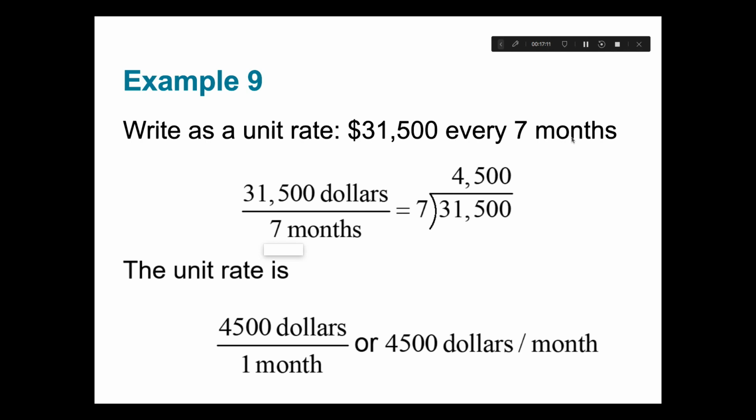Because that 1 is in front of our month, it is a unit rate. It's for every 1 month. But lots of times we just drop that 1 out of there. It's like that invisible 1 that we don't talk about. It's just per month, per hour, per mile. Okay?